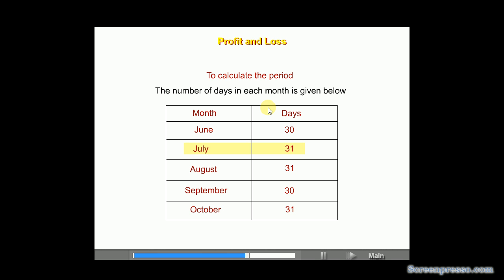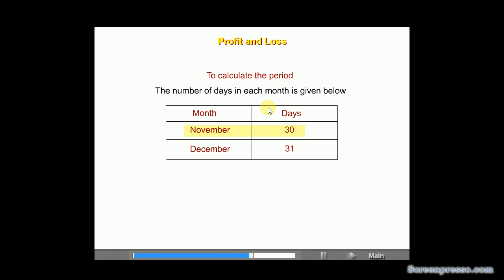July month has 31 days. August month has 31 days. September month has 30 days. October month has 31 days. November month has 30 days. And December month has 31 days. February has 29 days in a leap year.